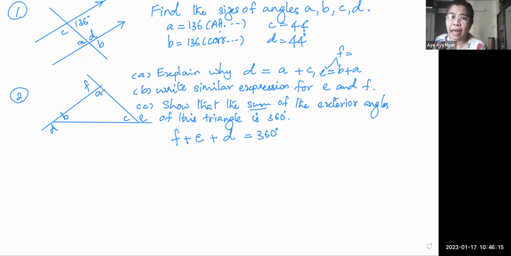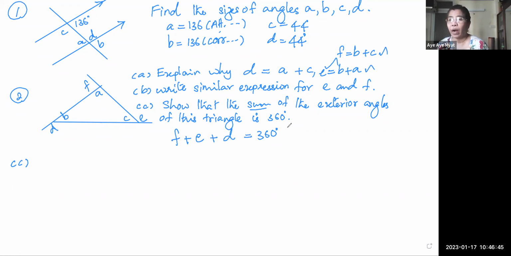In the triangle, the angles are B plus C. How do we know? C is the exterior angle, so F is equal to the sum of the opposite interior angles.